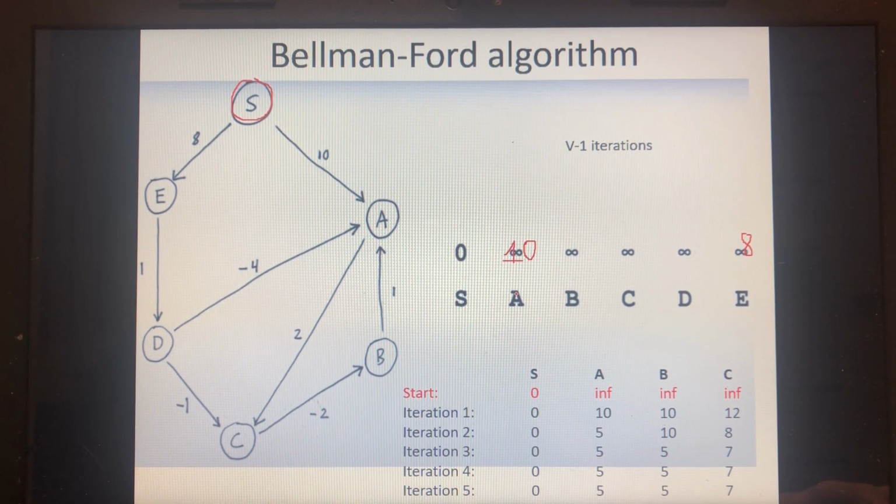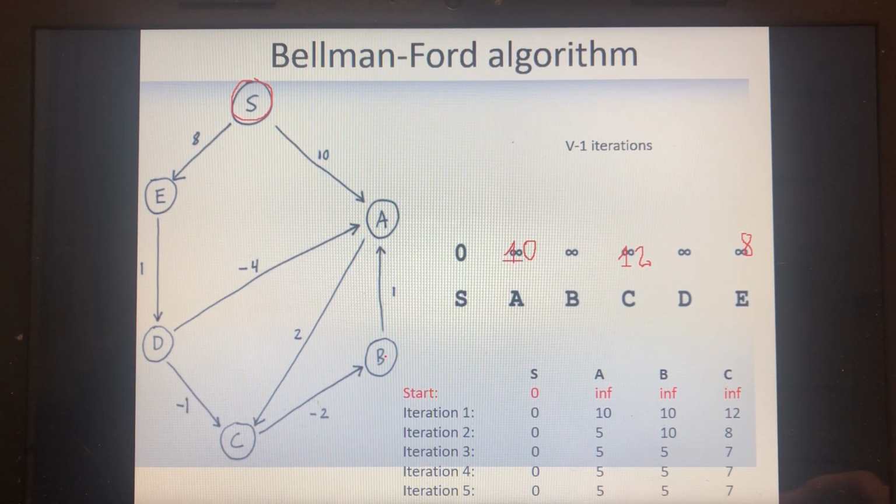From A we can go where? From A we can go to C by distance 2, but the distance to A was 10, as you see. We wrote 10 here, and the distance is 2, so to C it is 12. From A we can't go anywhere else.